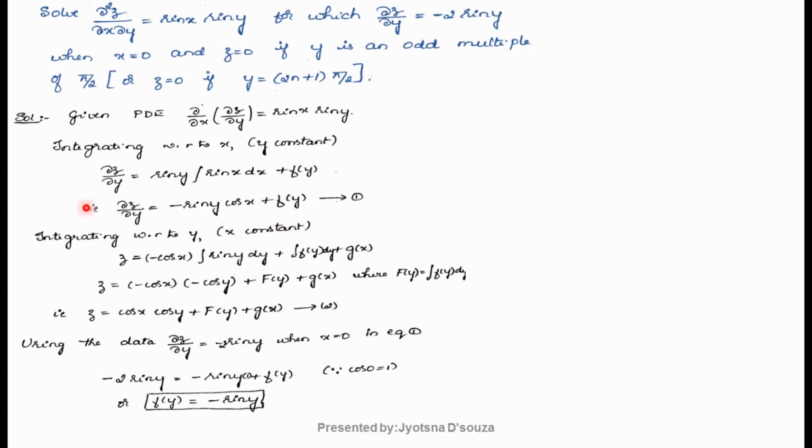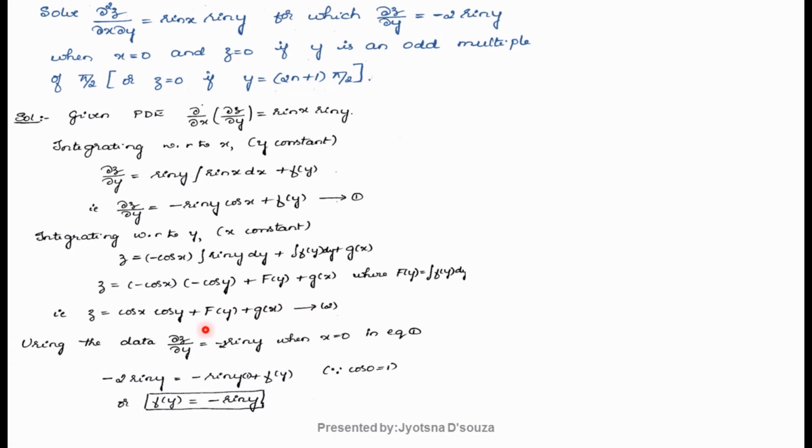Now you have to integrate with respect to y. That time you have to treat x as constant. So when integrating, we get the left hand side as z. Now integrating with respect to y, x is constant, so minus cos x is constant. The integration of sin y dy is minus cos y, plus the integration of f(y) dy. Taking this integration of f(y) dy as capital F(y), we just write capital F(y) plus g(x). So we get z = cos x cos y + F(y) + g(x). Call this equation 2.